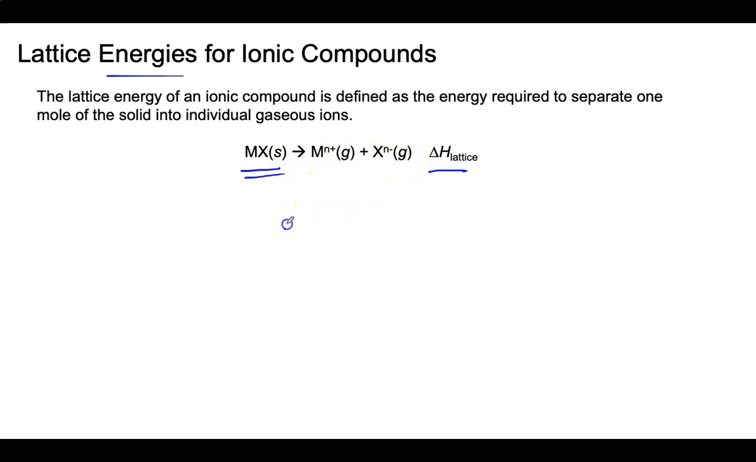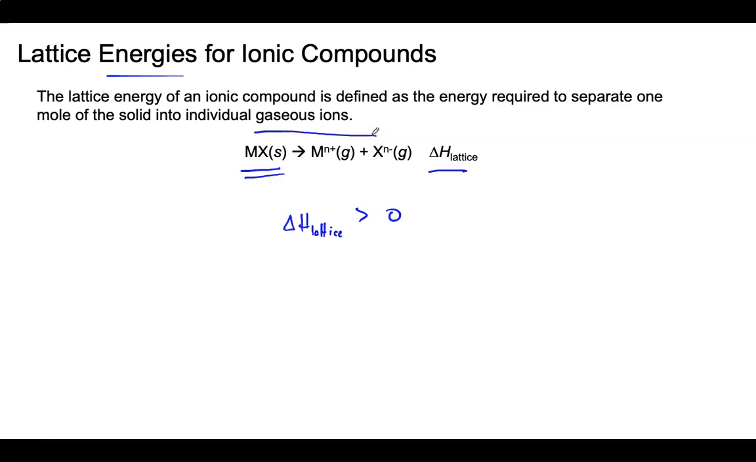Okay, so delta H, the lattice energy, is going to be greater than 0, significantly greater than 0, because it's the energy I've got to put in to cause the ions to come apart. And they're pretty well attracted to each other. So lattice energy is going to be greater than 0. Again, it's the energy required to separate 1 mole of solid into individual gaseous ions.